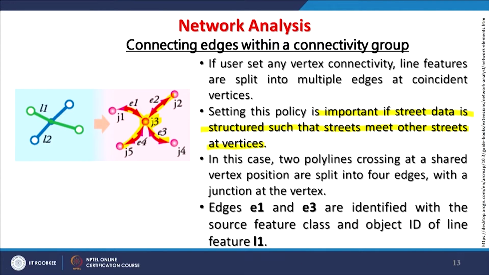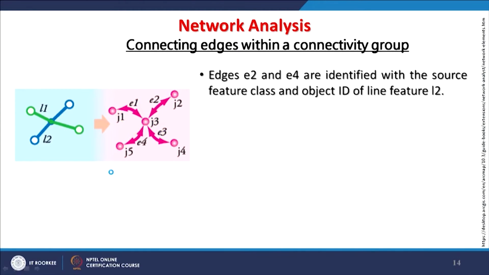So, edges E1 and E3 are identified with the source feature class and object ID of that feature, and that is J1. Similarly, other edges can be defined in a similar way. Now, edges E2 and E4 are identified with the source feature class and object ID of that, which is J2, which is this one.